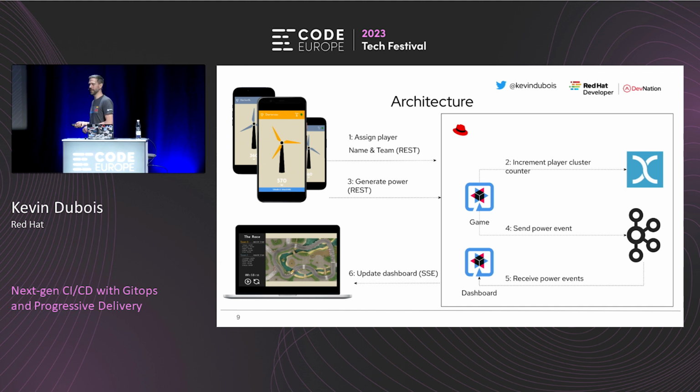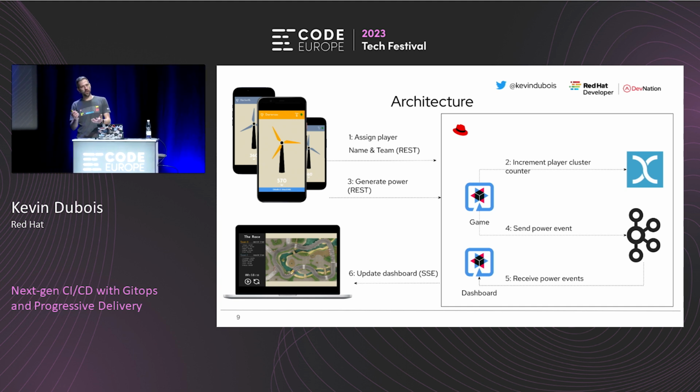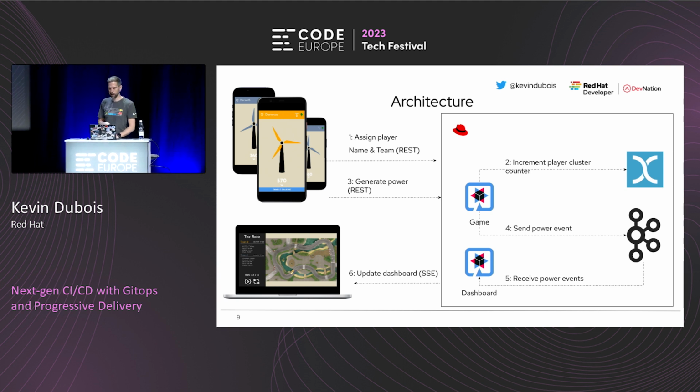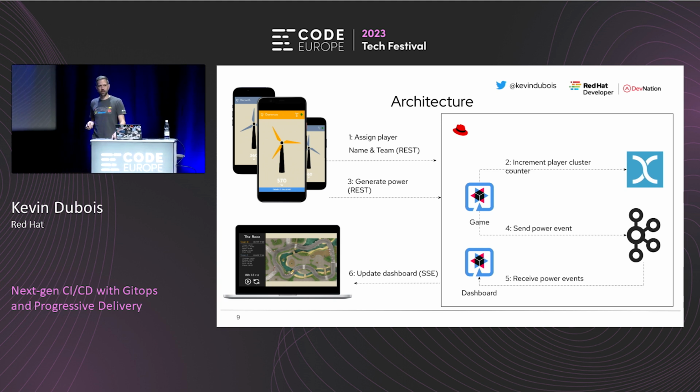So the architecture of this game, real quick. When you sign up or when you go to the QR code, I'll share that in the next slide, you're going to get a random player name assigned. We're going to save that in an in-memory database, a data grid database. And the application is a Quarkus application.